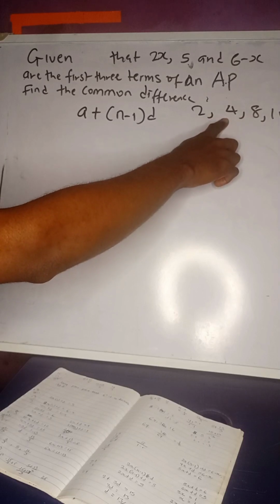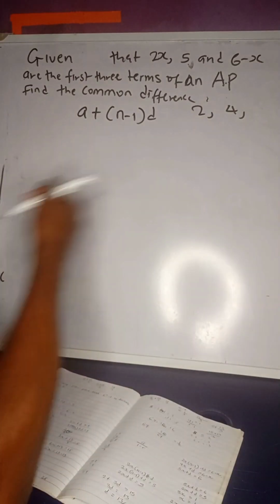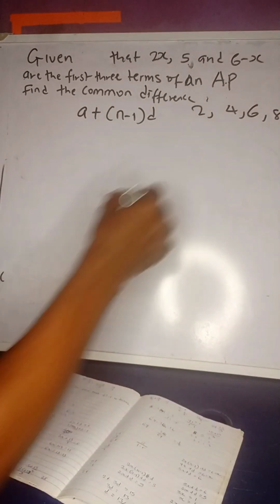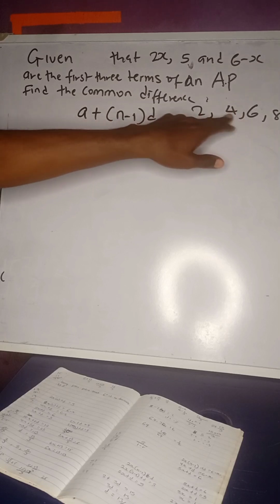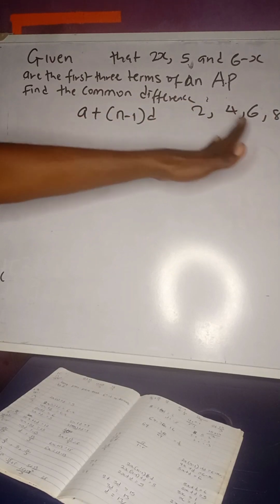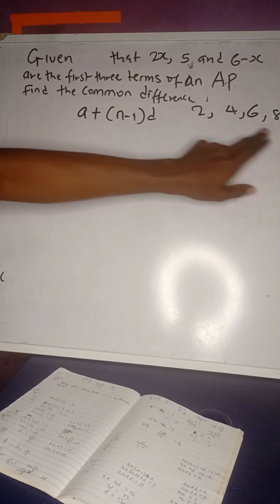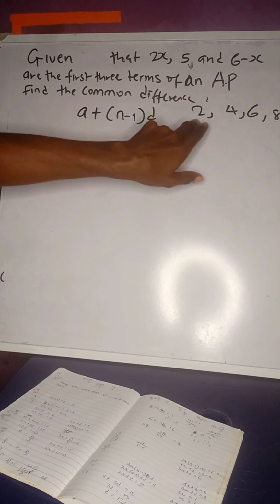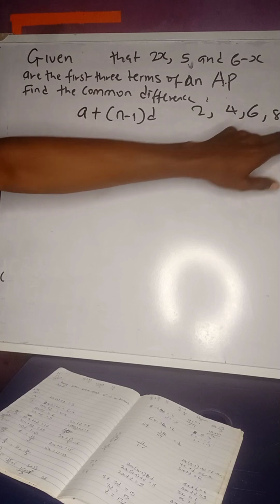8 minus 4, sorry for this. I'm trying to explain something here. 4 minus 2 is 2. 6 minus 4 is 2. 8 minus 6 is 2. So what if we were not given this? We're just given maybe 2, 4, 6, and we are asked to find this term here. We are assuming that this is the first term, second term, third term, fourth term, and fifth term.